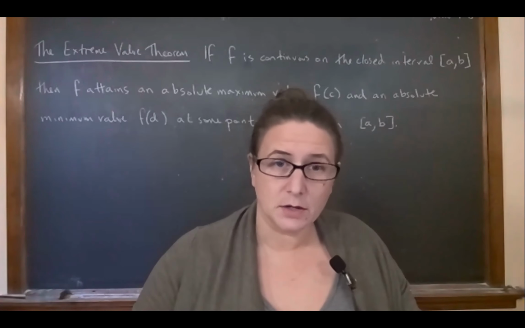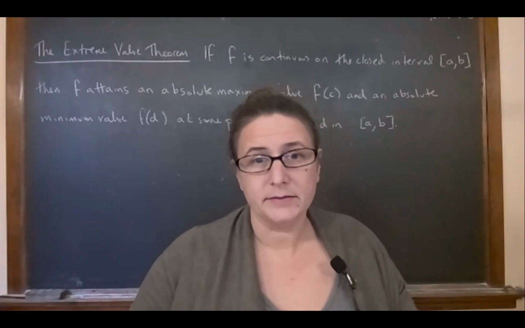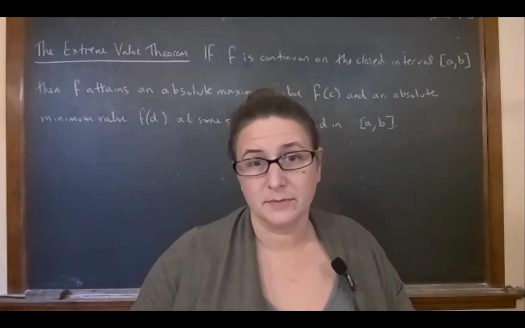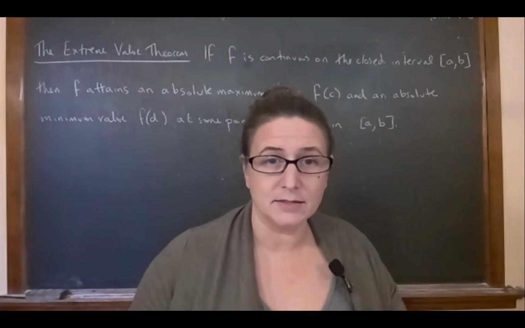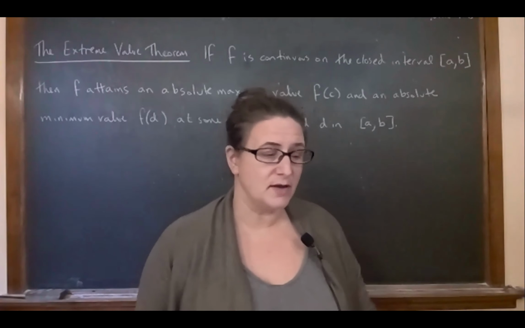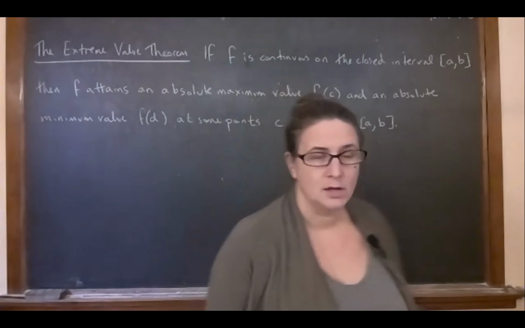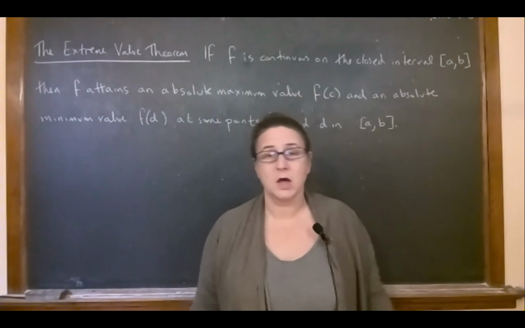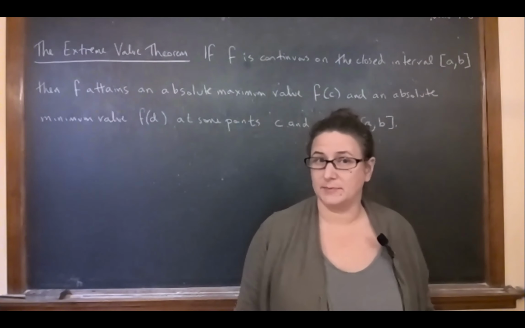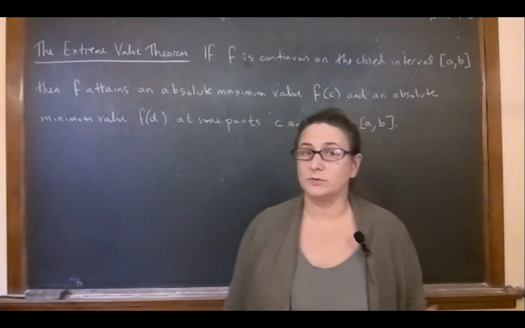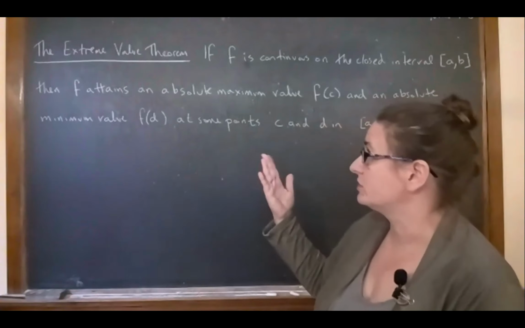In the previous video, we looked at a couple of examples, and some of them had absolute maximums and minimums, and some of them didn't, right? So the natural question to ask is, do we have any kind of result that tells us when we're going to have an absolute max and min and when we're not necessarily going to have an absolute max or min? Yes, we do. It is called the extreme value theorem.